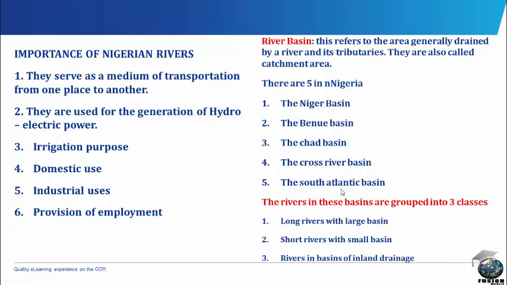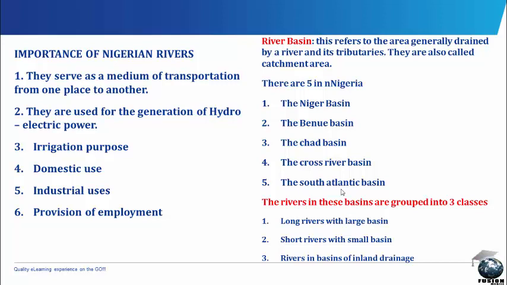For long rivers with large basins, these rivers flow to the sea across long distances through the land. Example, rivers Niger and Benue. 2. Short rivers with small basin. These rivers also flow to the sea but are very short. Example, Osun, Ogun, and so on. 3. Rivers in basins of inland drainage. These rivers do not reach the sea, but rather they flow into Lake Chad. Example, rivers Yobe, Hadejia, and Yedseram, and Ngadda.